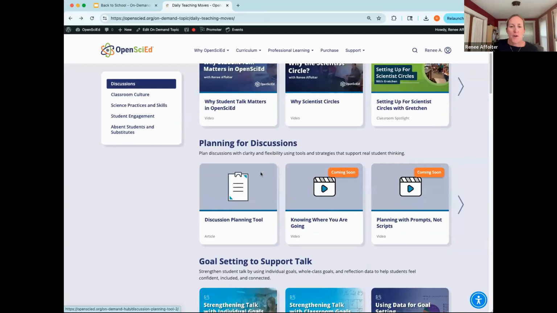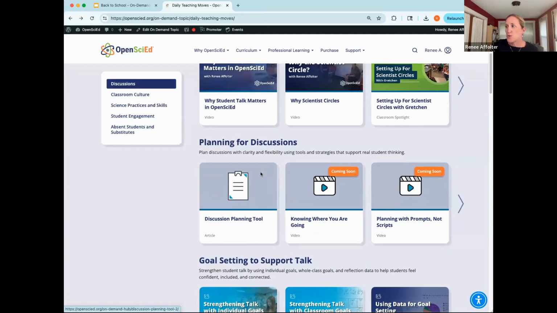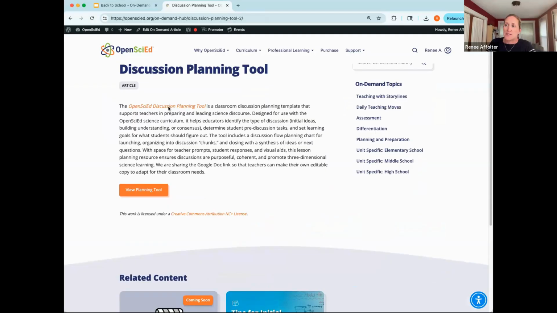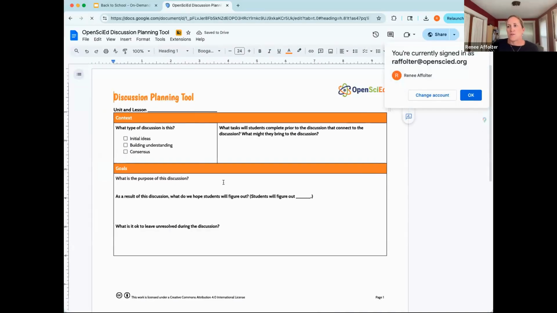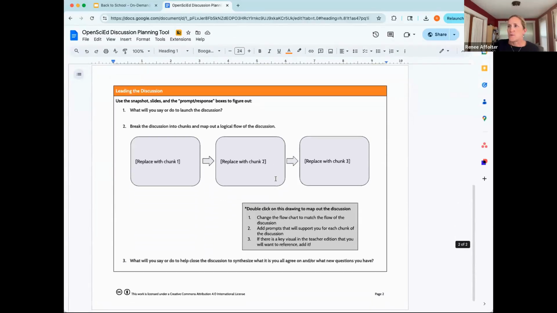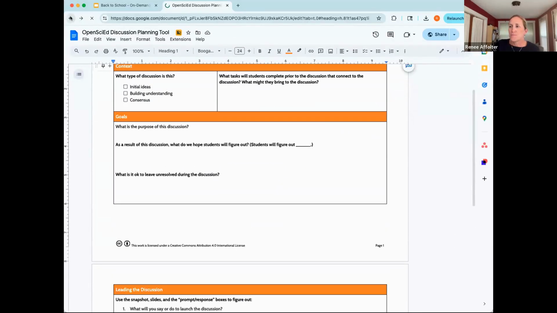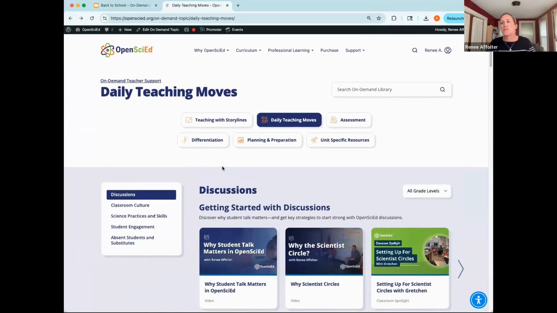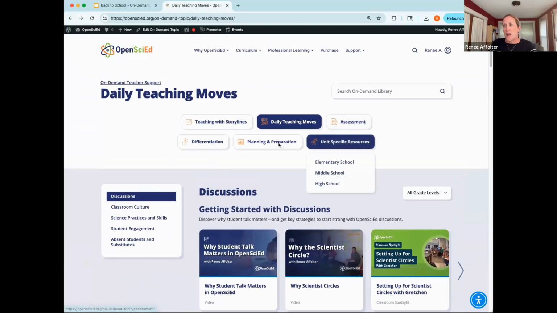And then finally, I mentioned that there are articles. Sometimes they're longer, sometimes they're a tool. In this case, on this page that I'm on, there happens to be the discussion planning tool. And you'll notice that it has a description of it. It has a hyperlink here to the Google Doc, or I could click on it and download the tool. And so this is the revised discussion planning tool. So again, this pattern of the types of resources is true no matter where in the library you are. There's those topic videos, classroom spotlights, teacher moves, and articles.